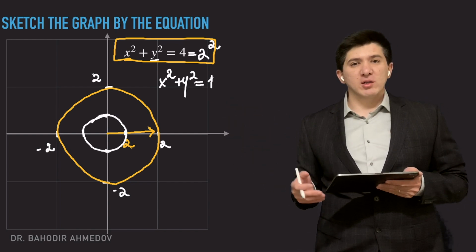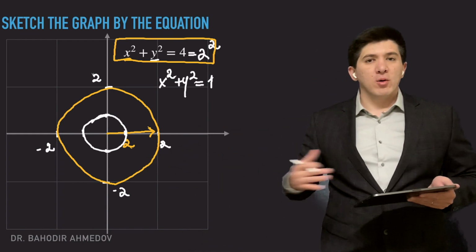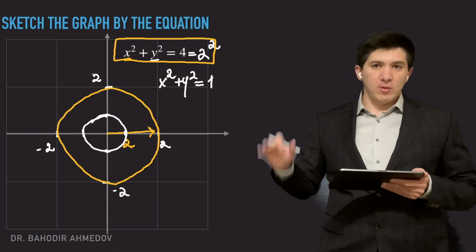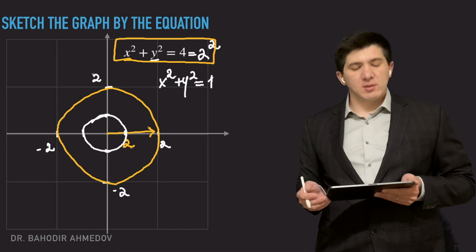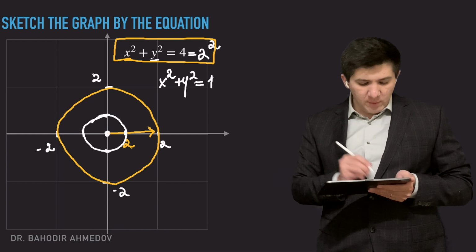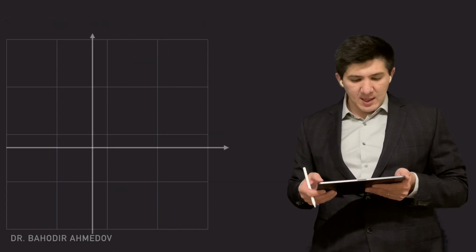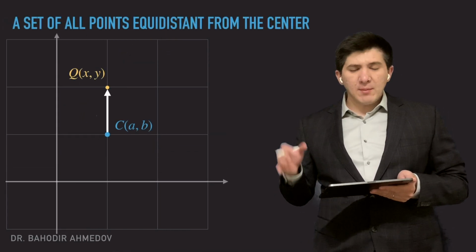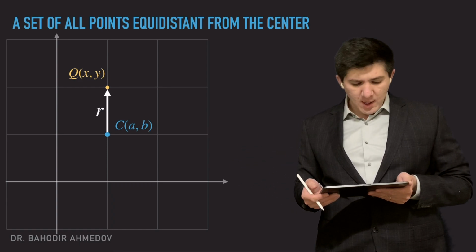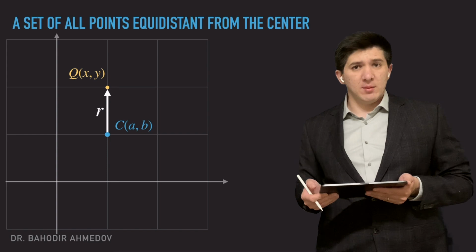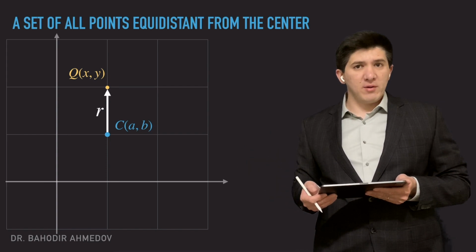Now what we would like to do is move the circle to the right, or to the left, or up, or down. In order to do this, we need to change the center, right? The center from the origin should be moved to a certain point with the coordinates a and b. So let's say I'm given two points. The Q point has the coordinates x and y, and the C point has the coordinates a and b. The C point is going to be now the center of a circle.